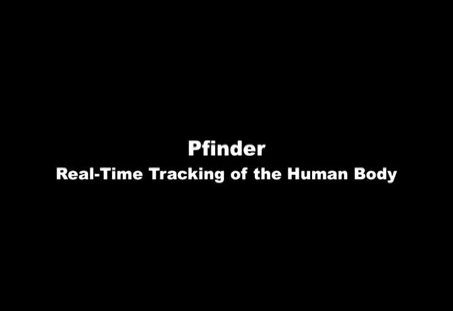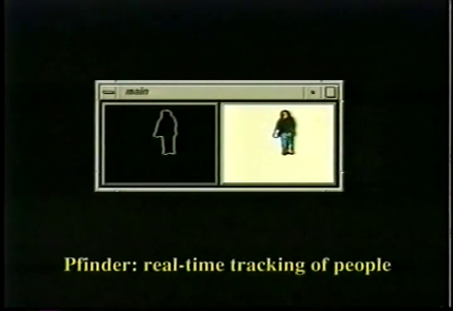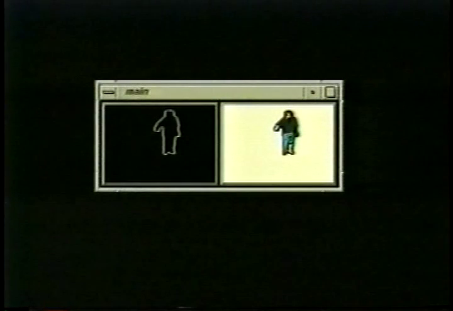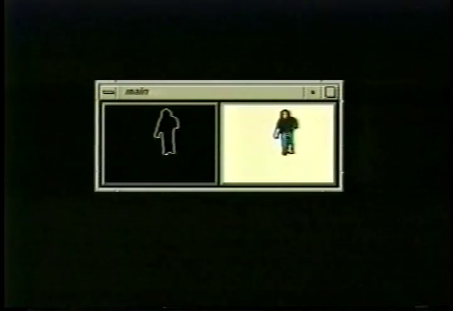This is Chris Wren. I'll be describing Pfinder, a computer vision system that we developed in 1995 at the MIT Media Laboratory. This is the output from Pfinder. On the left, you can see the segmentation of the body from the scene. On the right, you can see all the parts of my body, my shirt, my pants, hands.